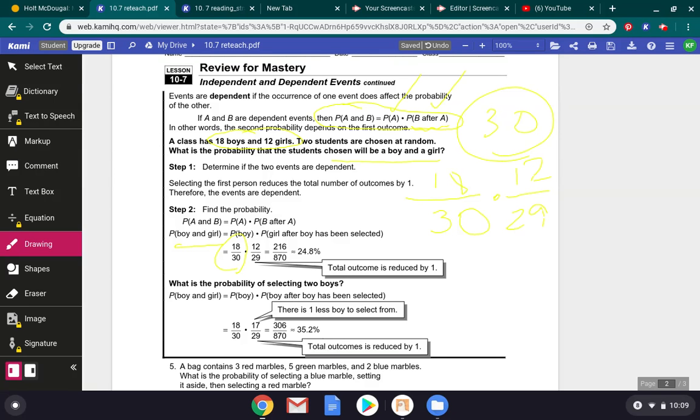So this is an example of a dependent event. And just like we did with the independent events, you're just going to multiply these fractions together. You can see that from the work. They didn't reduce first. They got 216 over 870, and then they just simplified with the percentage. So you can do that in that case.